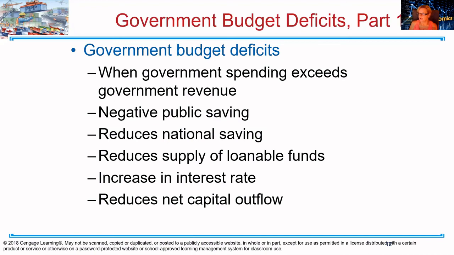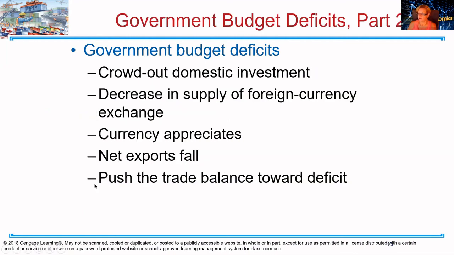Okay, so the government budget deficits, we talked about some of these, but let's look at it specifically for the purposes of an open economy. And remember, taxes minus government spending. Here, government spending is greater than taxes. So we have negative public saving. It reduces national savings, overall reduces the supply of loanable funds. It increases the real interest rate, which reduces net capital outflow. It crowds out domestic investment.